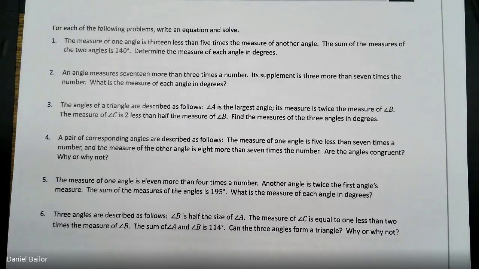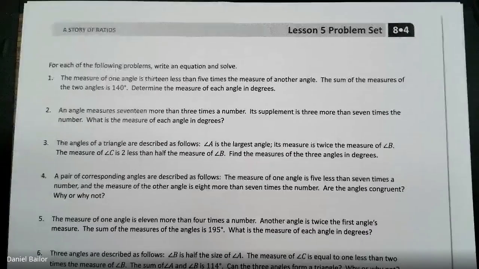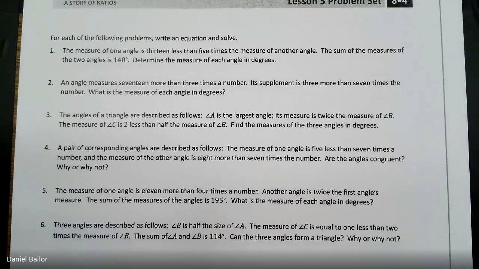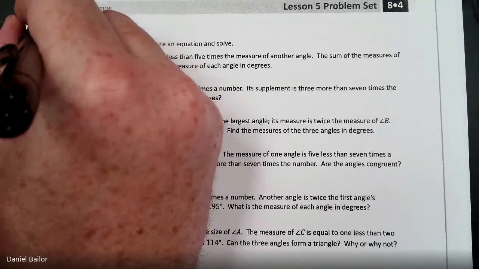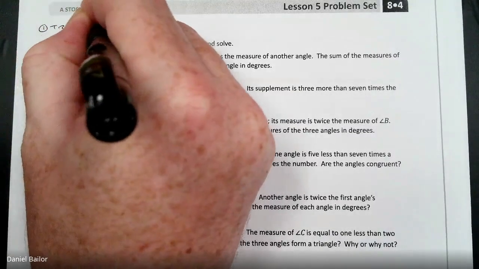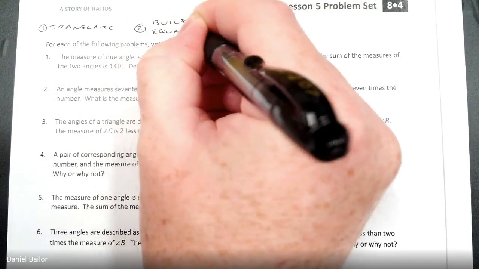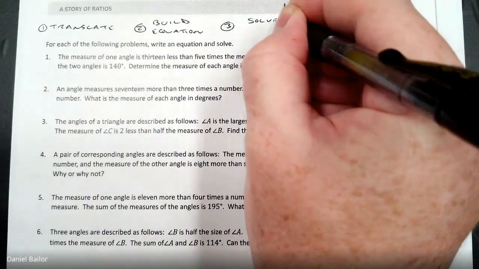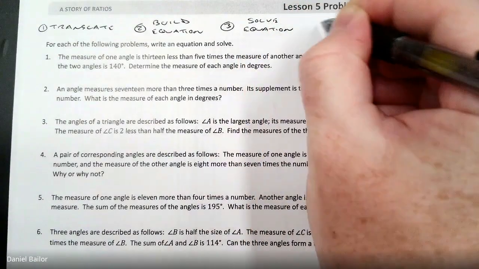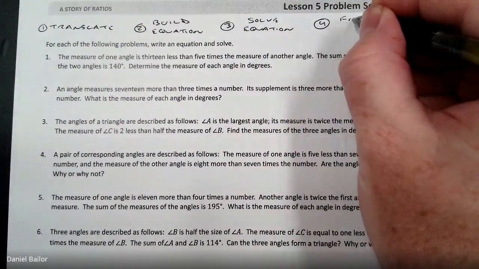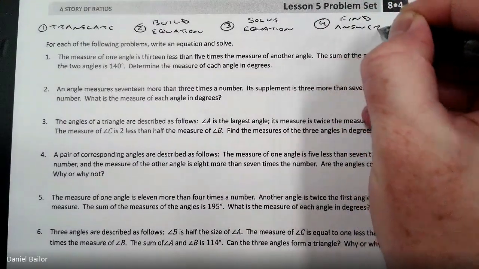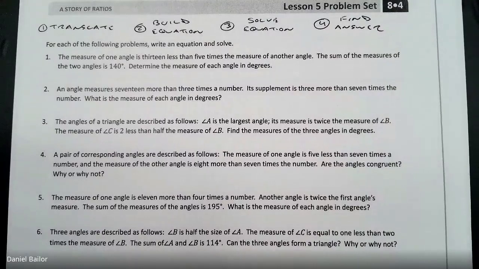Page 49 is the problem set that you're going to do for your homework today. Same thing we did for practice. You're going to translate, build your equation, solve the equation, and then find the answer. So translate, build your equation. Step 3, solve the equation. And step 4, use the solution to find the answer. Those are the 4 steps that you're doing today for all 6 of these questions.